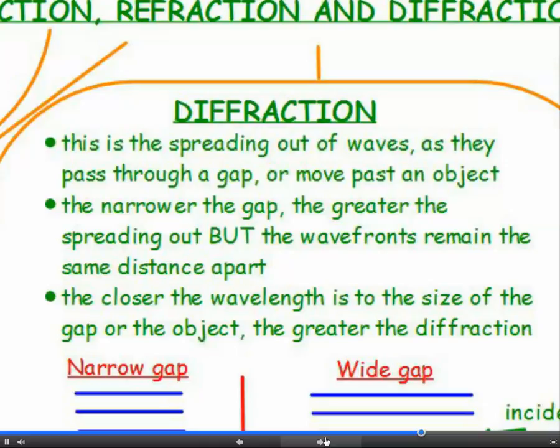Diffraction. Now this is the spreading out of waves as they pass through a gap or as they move past an object. The narrower the gap, the greater the spreading out, but the wave fronts remain the same distance apart. The closer the wavelength is to the size of the gap or the object, the greater the diffraction.